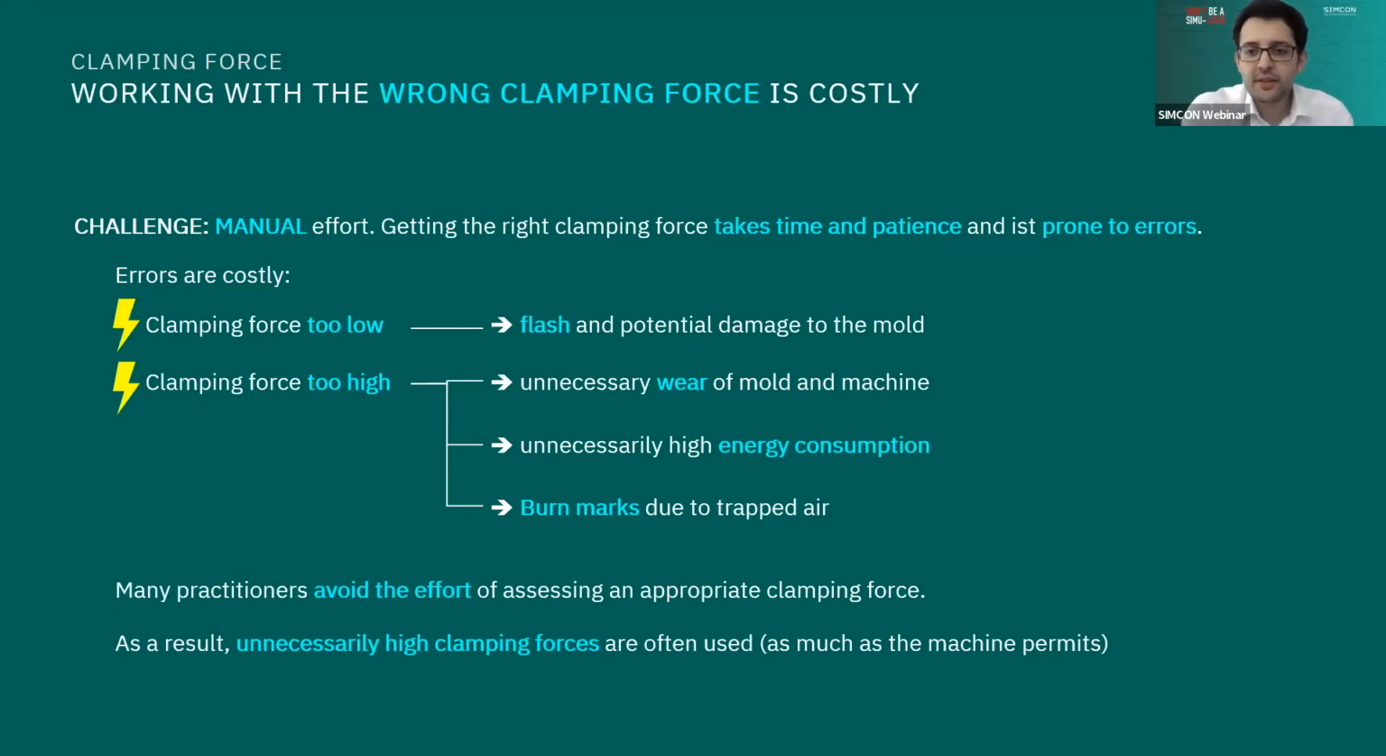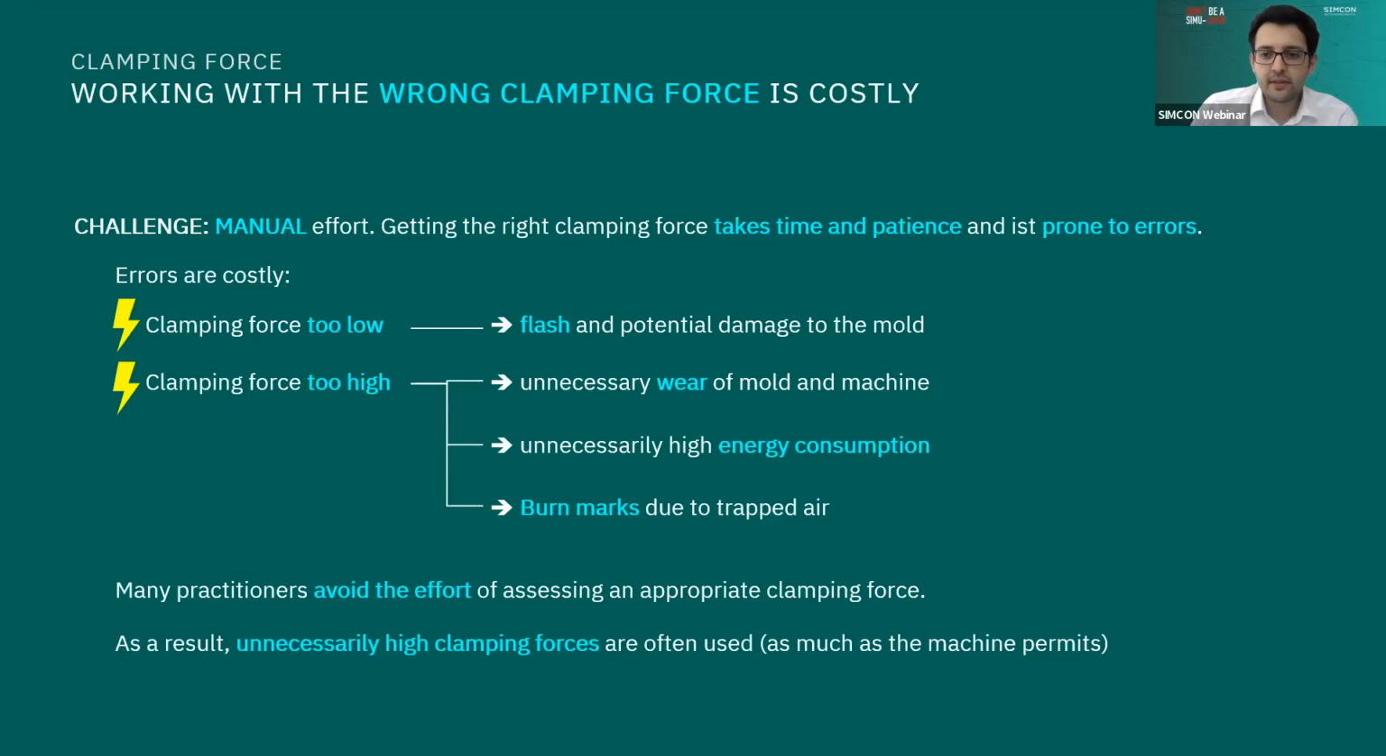If the clamping force selected is too low, there can be overspray or flash and potential damage to the mold. And if it's too high, there's unnecessary wear of mold and machine, unnecessarily high energy consumption, and there might even be burn marks on the part itself due to trapped air.